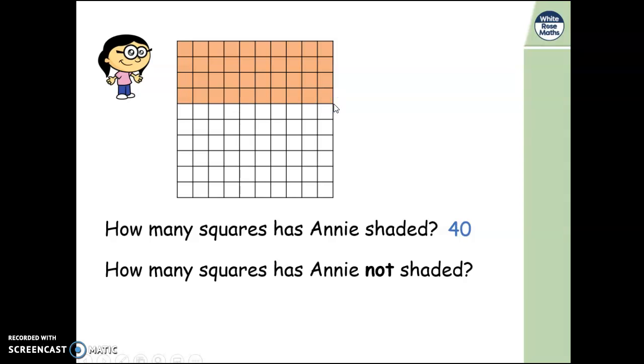So then, how many squares has Annie not shaded? So we know that this is a 10. So if we counted the rows, we've got 1, 2, 3, 4, 5, 6. So we've got 6 rows of 10. So I'm counting 6 tens, 10, 20, 30, 40, 50, 60. So 40 and 60 equals 100.